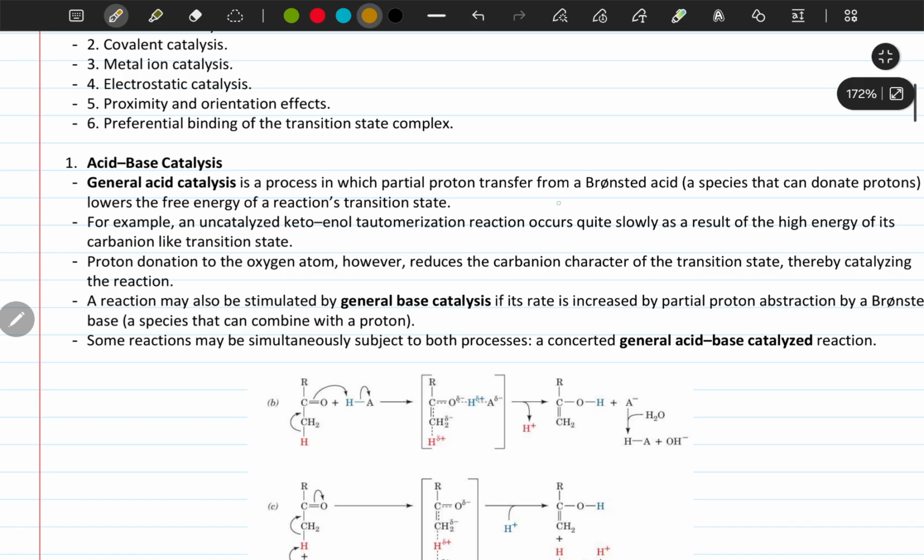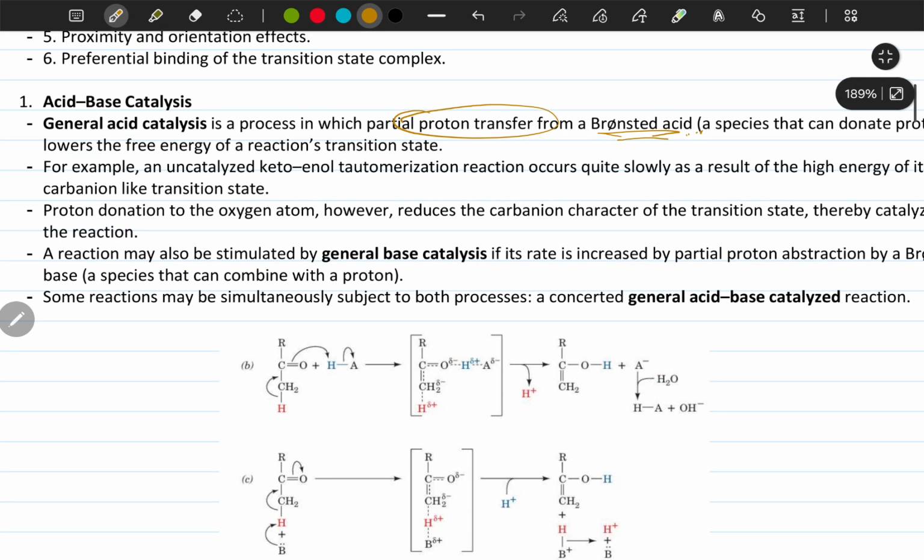From the Bronsted acid, partial proton transfer is occurring. This lowers the free energy of the transition state, because now the energy of the transition state has been lowered. It will reach equilibrium faster.